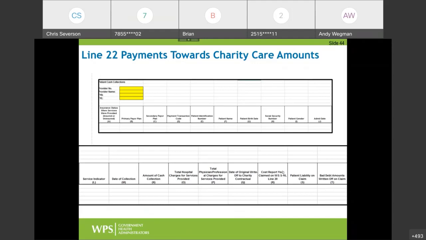And then we want to know what year this line 20 charity care was claimed on, and we obviously expect that to be a prior year. And then how much was patient liability, how much was a bad debt amount, because if there's a payment and they had either a patient liability or they had a bad debt amount, then this payment should go against one or both of those things before it's offsetting charity care. That's the point here.